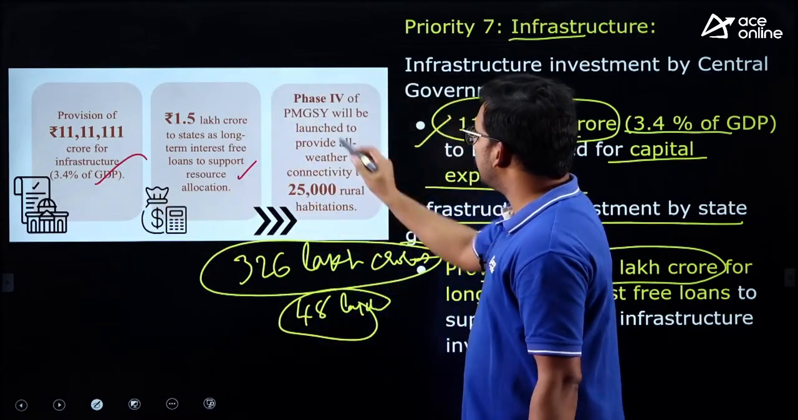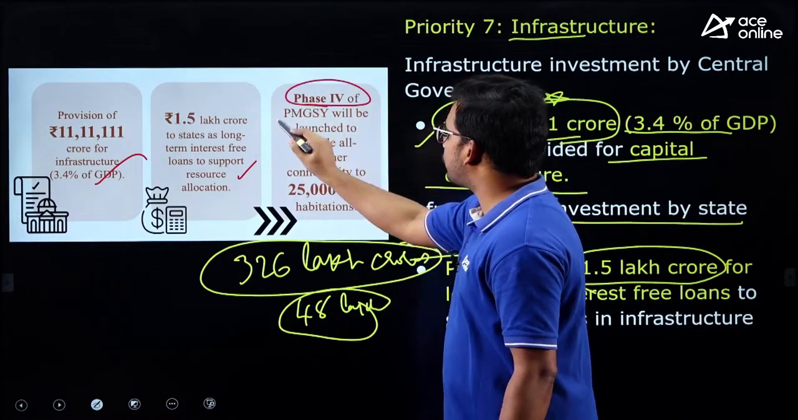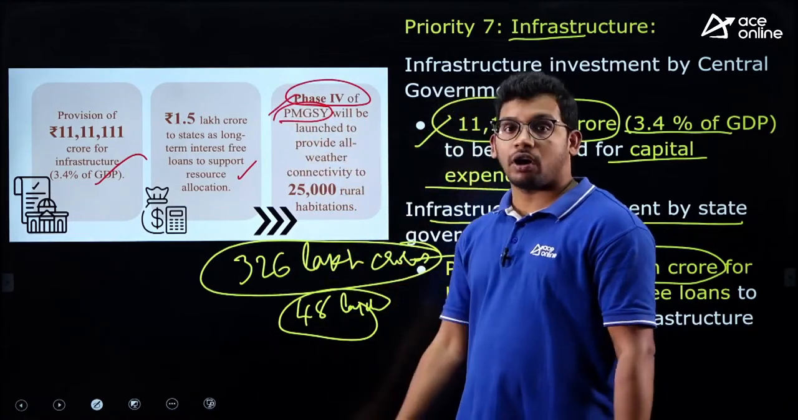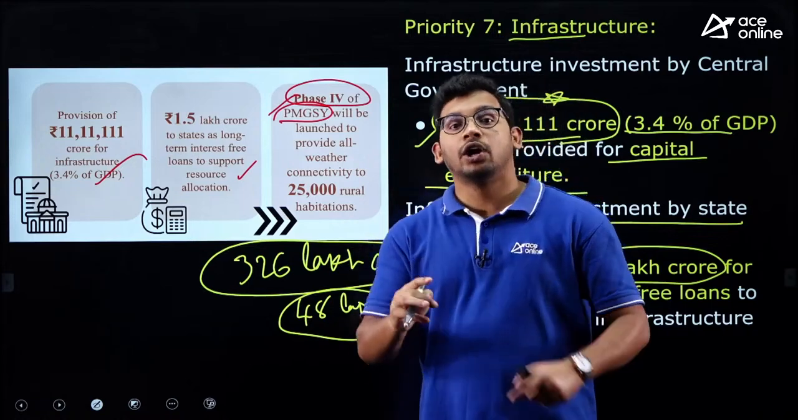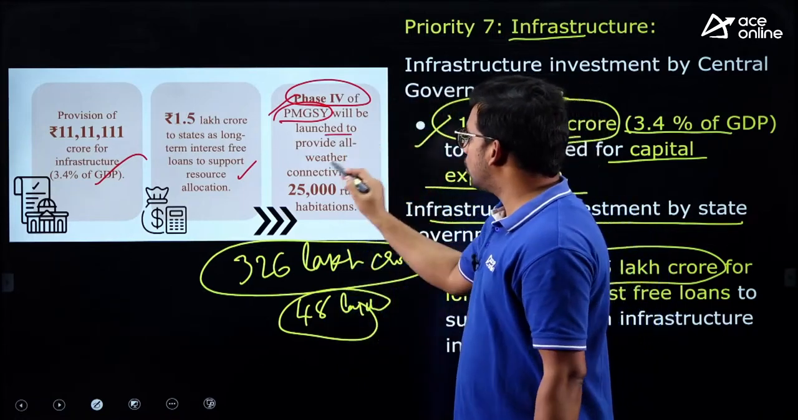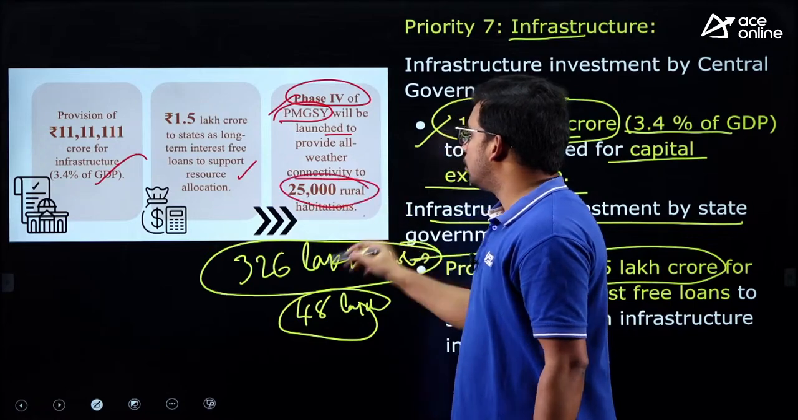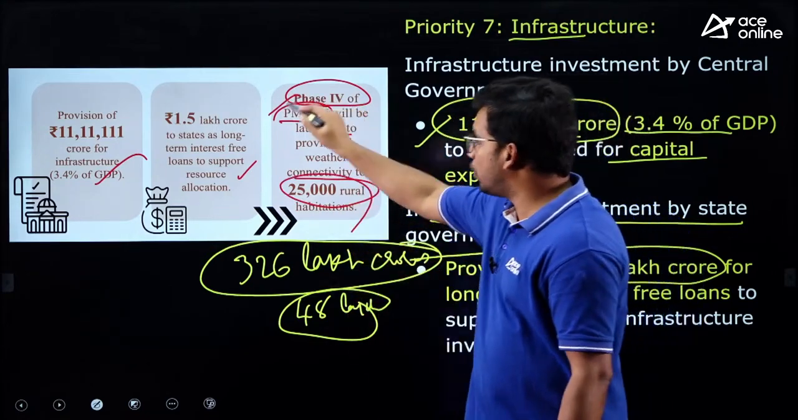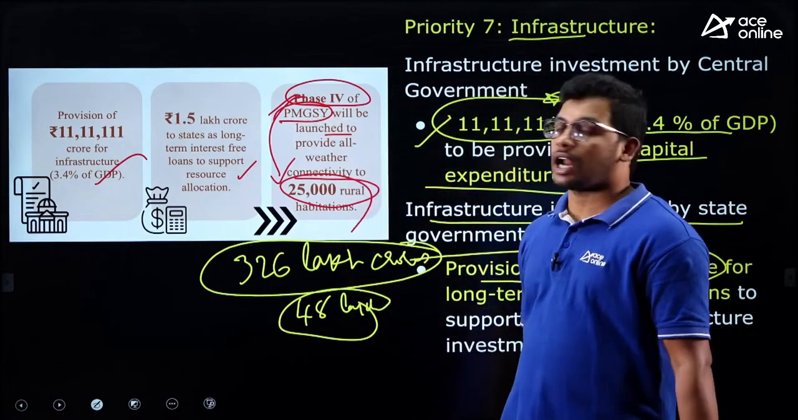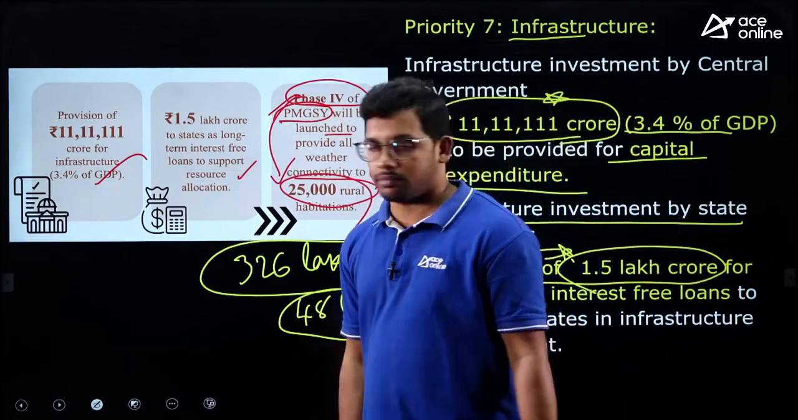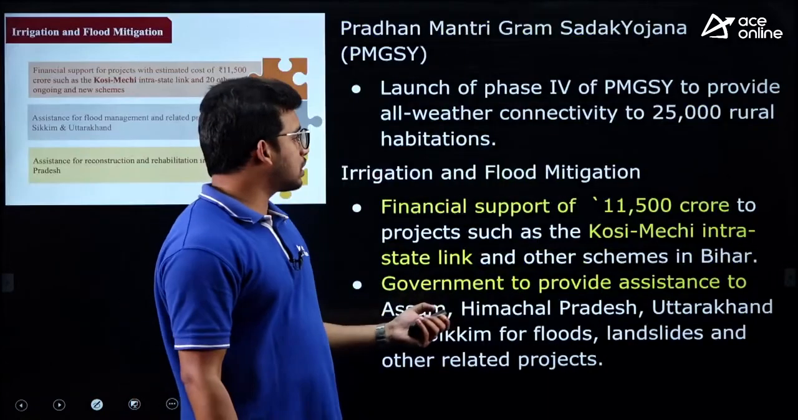And also phase 4 of Pradhan Mantri Gram Sadak Yojana. There is already a scheme called Pradhan Mantri Gram Sadak Yojana to develop the rural roads. For this, government is going to aim to connect 25,000 rural habitations through Pradhan Mantri Gram Sadak Yojana. So this number is also important, they will ask you in the exam, right. So these are the infrastructure ones.